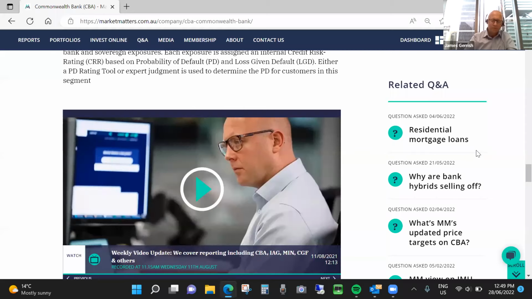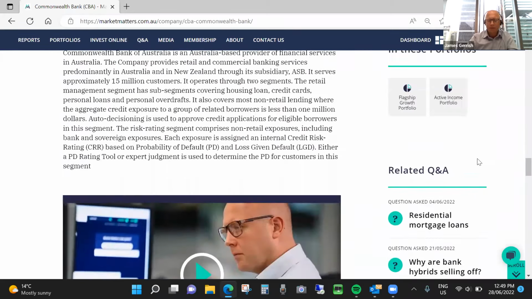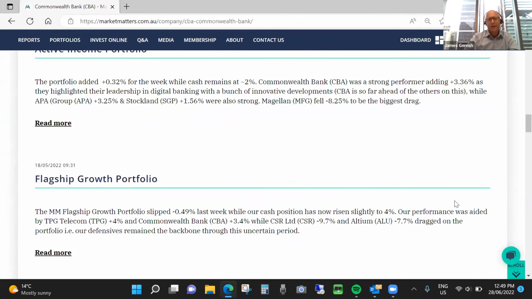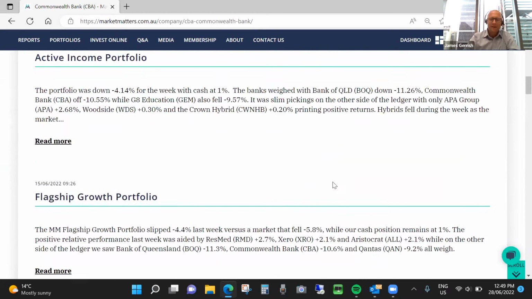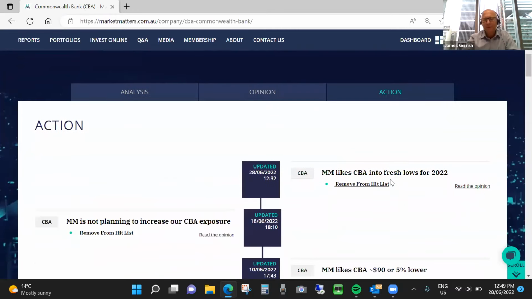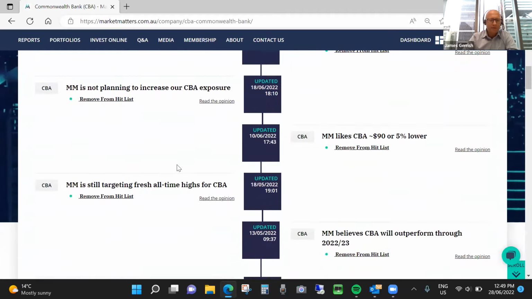I think we've got a little bit of rejigging to do around how these are listed and where they're listed. So that might be another development that we're looking at going forward. But for now, they are there. And then the action framework is all our actionable insights into CBA, and they are linked back to the opinion. So this morning we wrote... we didn't cover CBA.